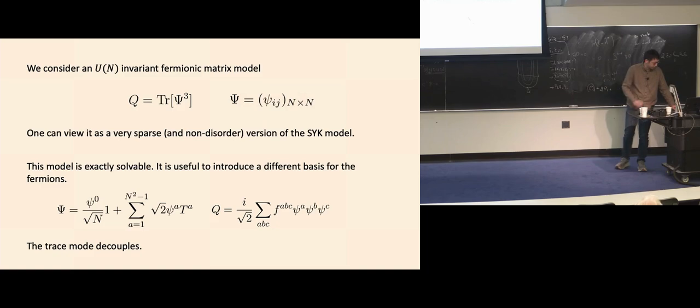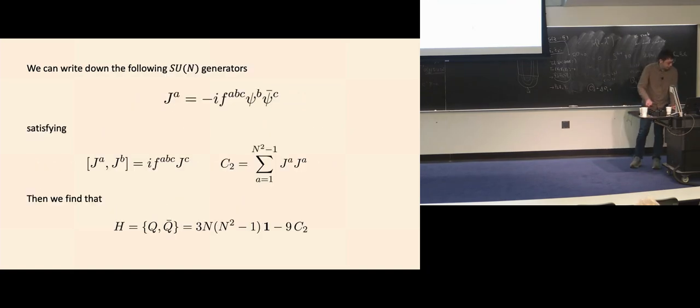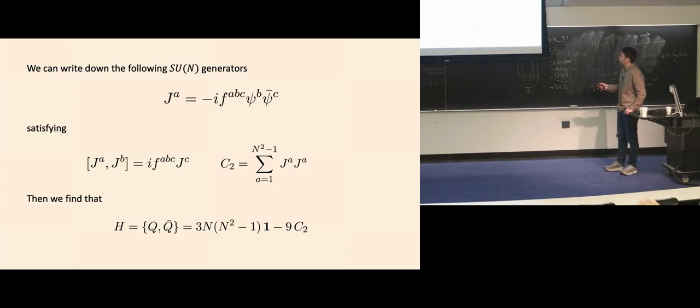Okay, let me just use my computer. So using this basis, we can write down the following SU(N) generators. These are the generators that are basically bilinears of the fermions. So J^A is f^{ABC} times psi^B, psi bar^C, and they satisfy the standard SU(N) algebra. With them, you can construct the Casimir.